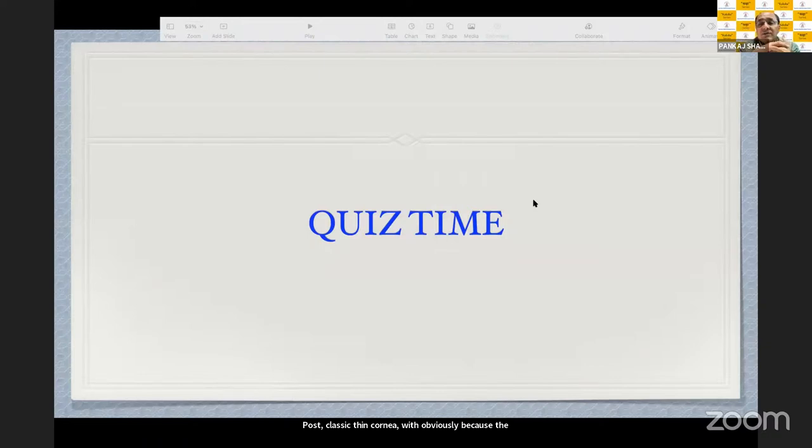I think we can go to the quiz. Just the last question: does the artificial IOL also become positively aspheric with time? Pseudophakic IOL, yes? It doesn't change. All the conventional IOLs before the negative aspheric IOLs were positively aspheric.